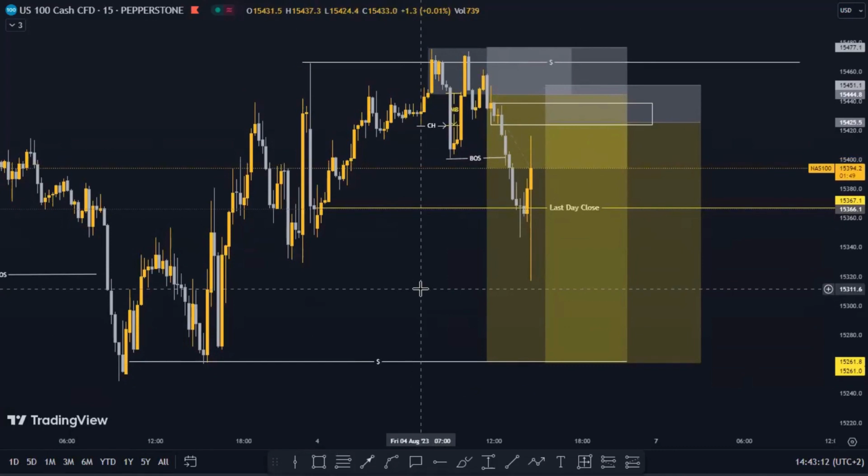Be vigilant. I hope you did your chart markings ahead of time so that when the news comes out, you know which are your areas of interest or which areas you need to act on once price reacts accordingly.